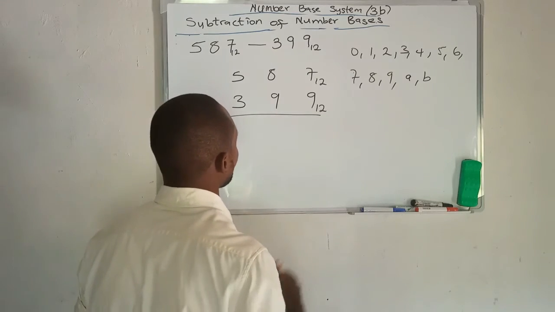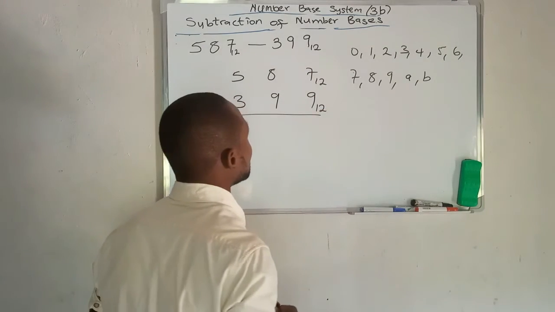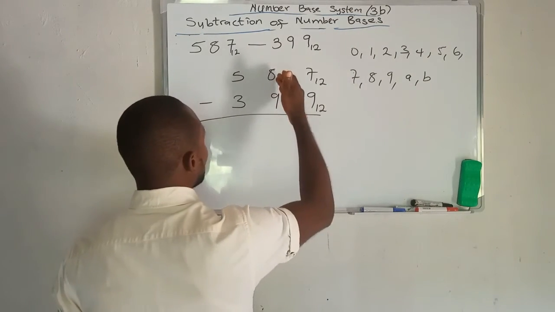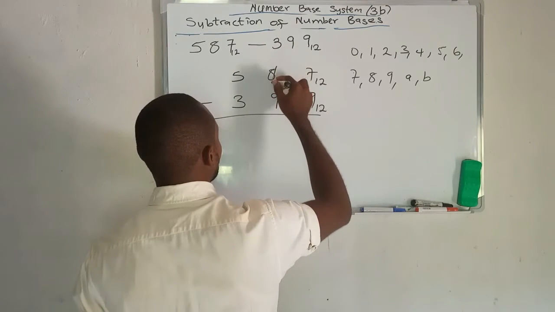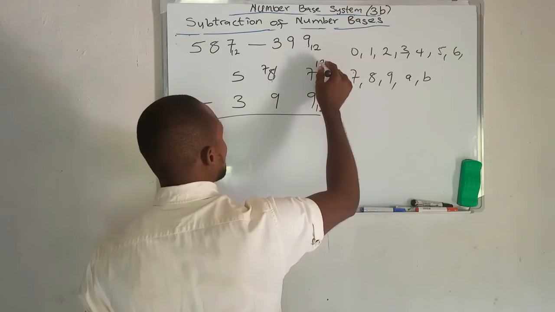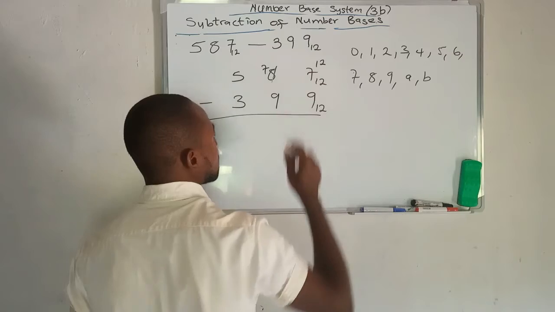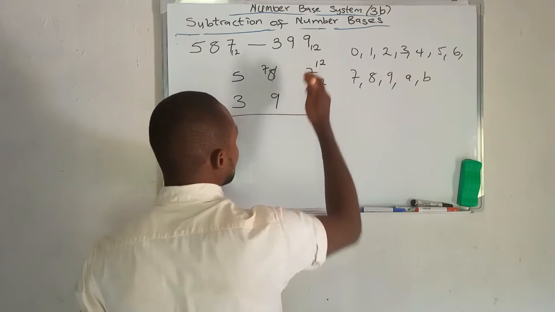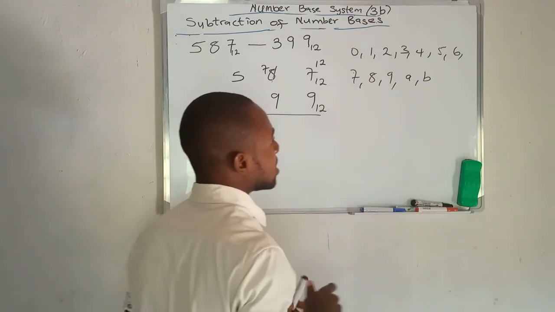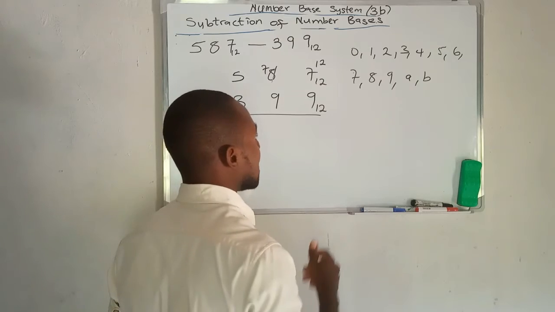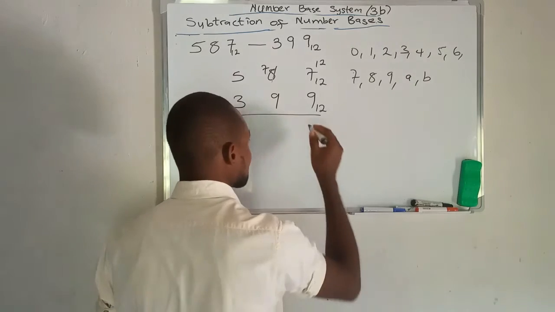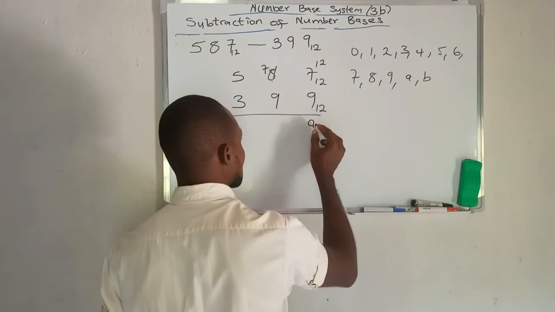subtracting this number. So I have 7 minus 9, and we can't take out 9 from 7, so we'll have to borrow from the next number. We'll have 8 here, so if we take out 1 here, we'll have 7 remaining, and then adding it to this place in base 12 will be adding 12 to this place. So 12 plus 7 is 19, and then we have 19 minus 9, which is 10. But in base 12, we know that the number after 9 will be A instead of 10. So we are going to be having A here.